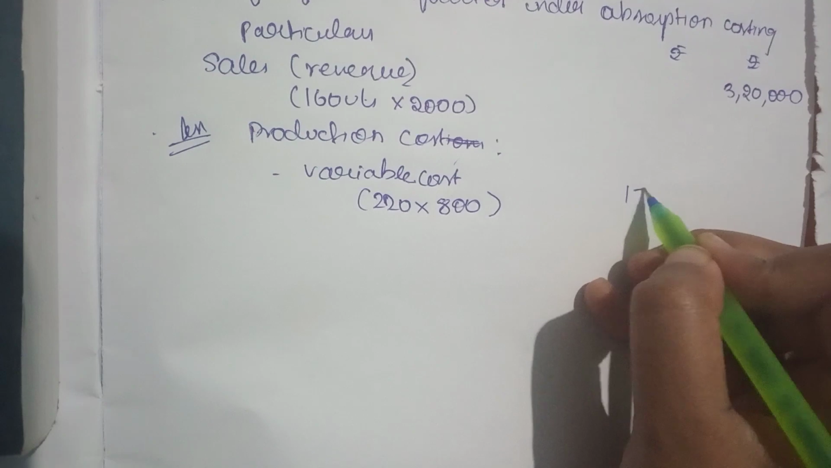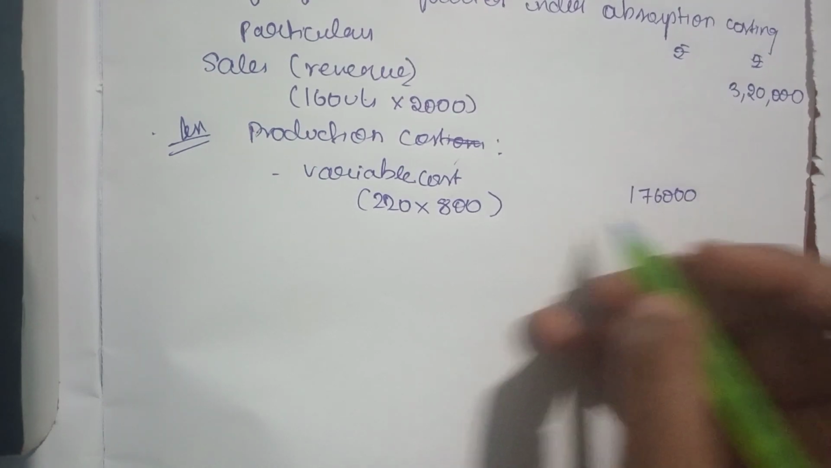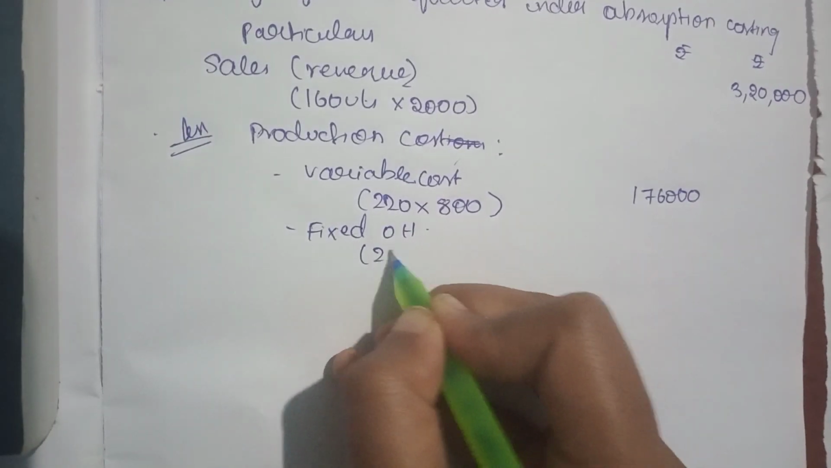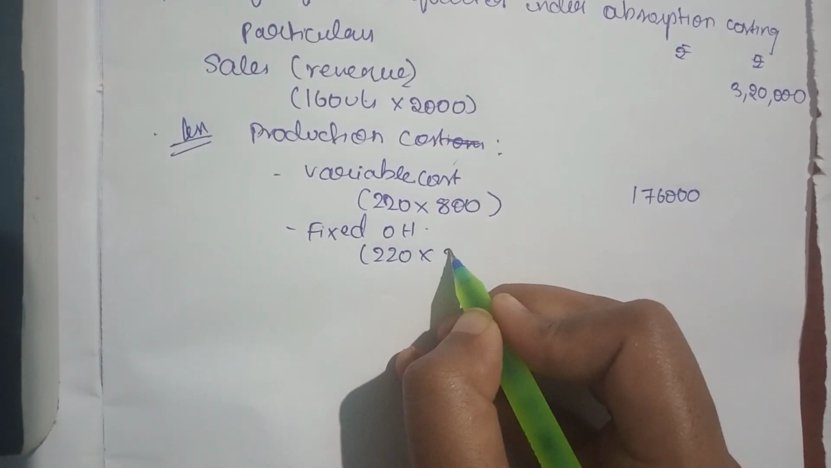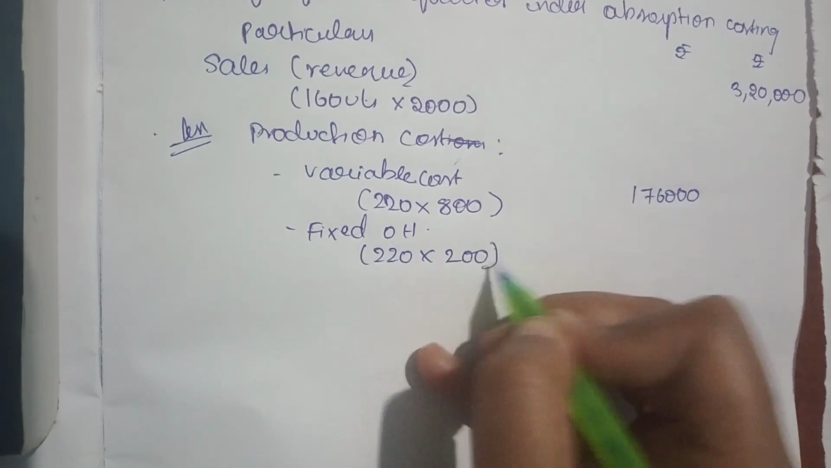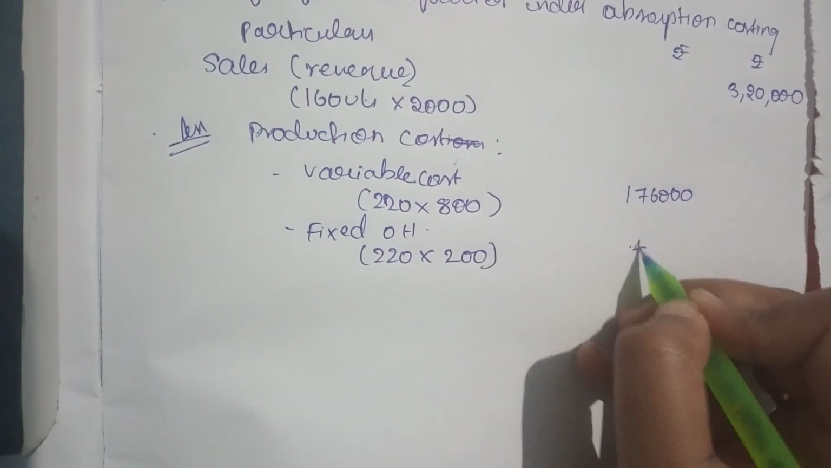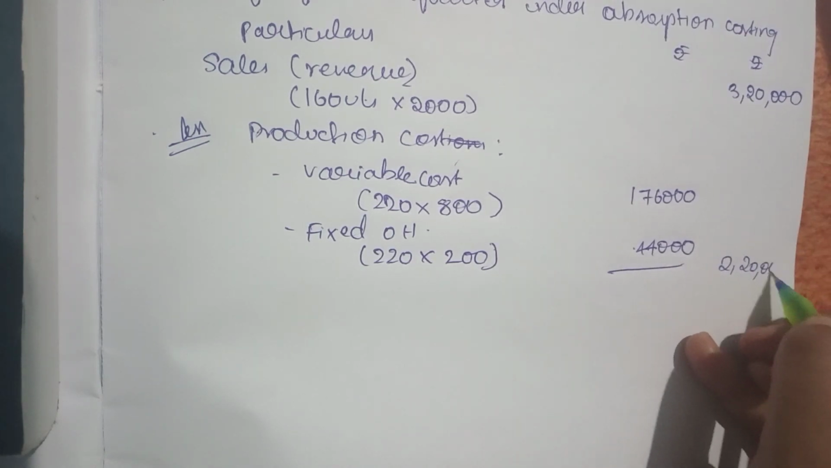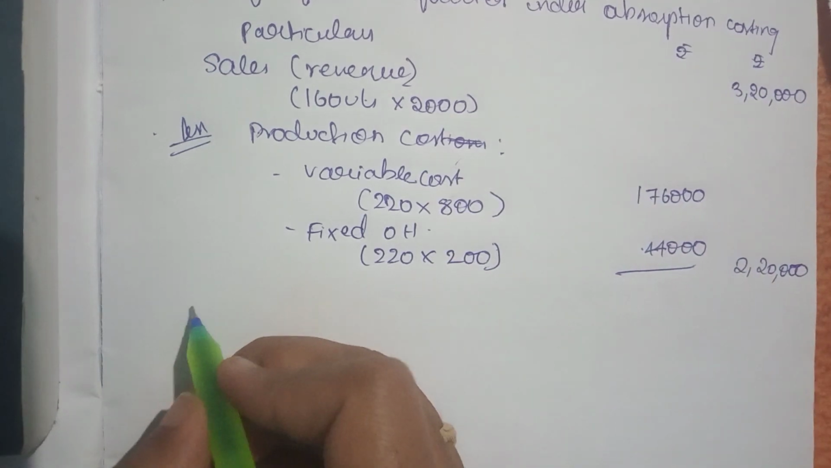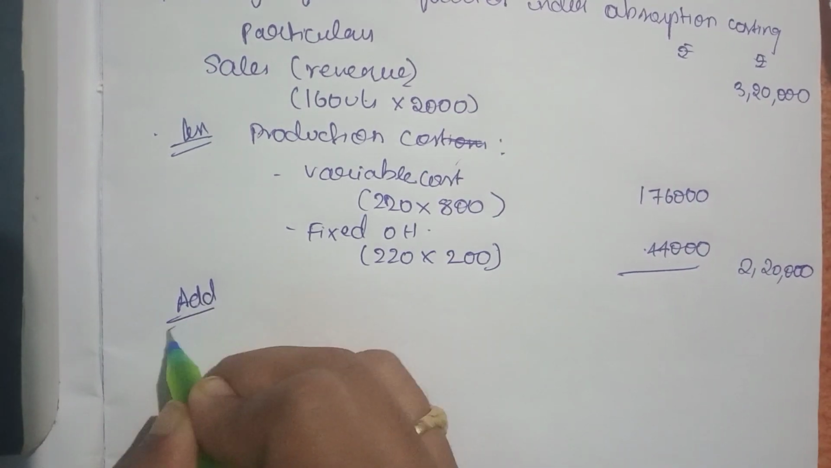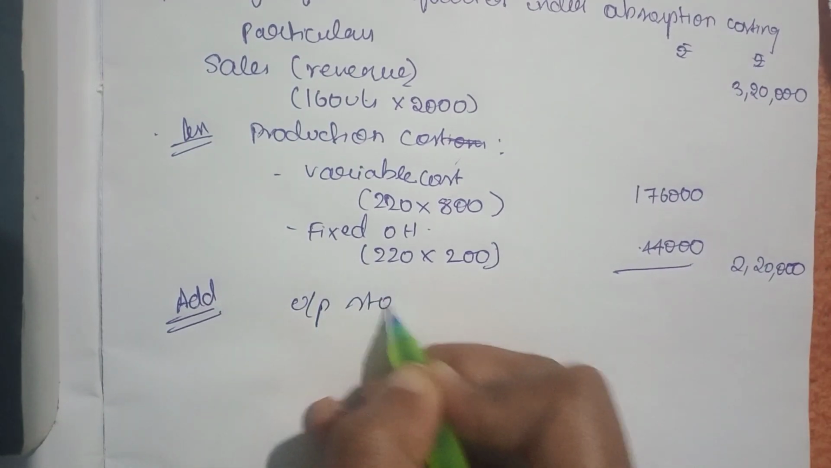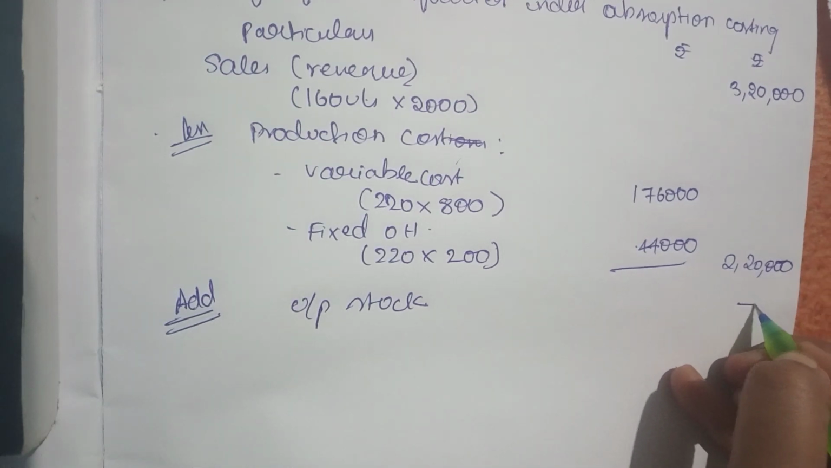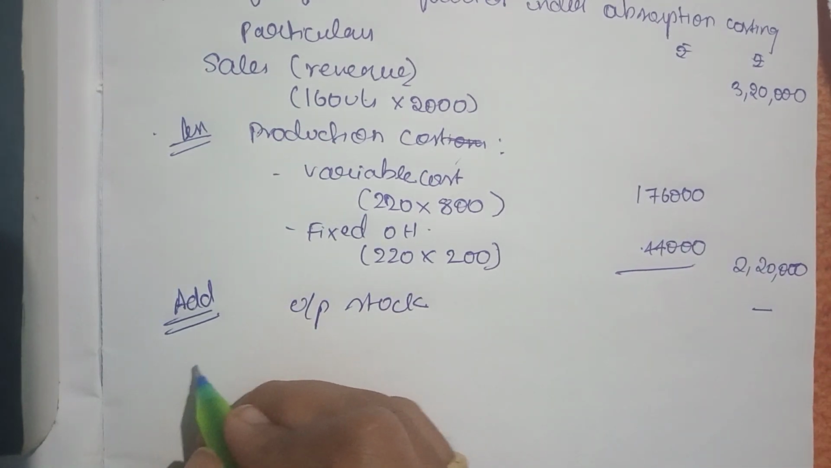So that is 1,76,000 in variable overhead. Fixed overhead, 220 units into per unit it is 200 rupees. We have calculated that above. So it is 44,000. Total of this is 2,20,000. Now add opening stock for this. Opening stock, and in the question they have said that there was no opening stock, so put it as nil, then less closing stock.